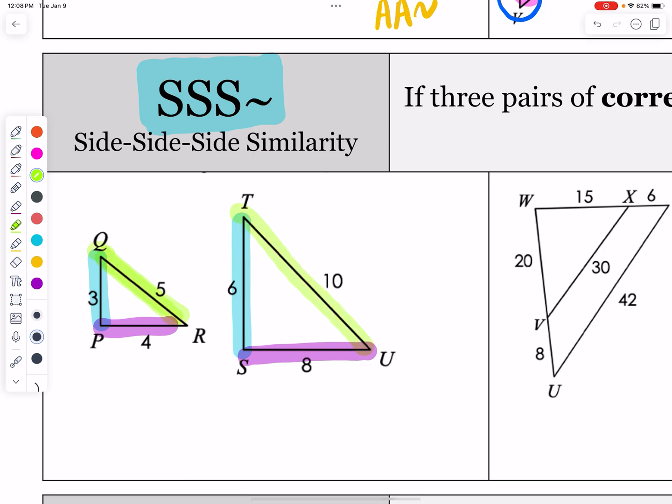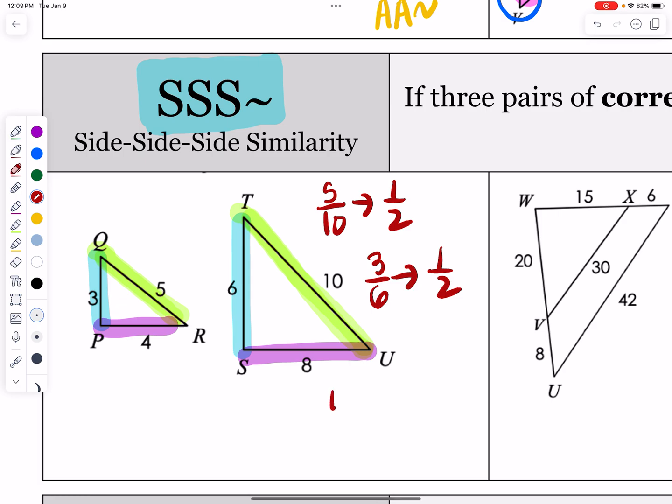5 corresponds to 10. When I'm checking those, I want to make sure that those ratios all reduce to the same amount. Let's say I went 5 to 10. 5 over 10 reduces to 1/2. We have 3 over 6. That also reduces to 1/2. If you notice, you can kind of just look at it. All of these are just doubling. So that first shape is half the size of that second shape. That second shape is double the first shape.